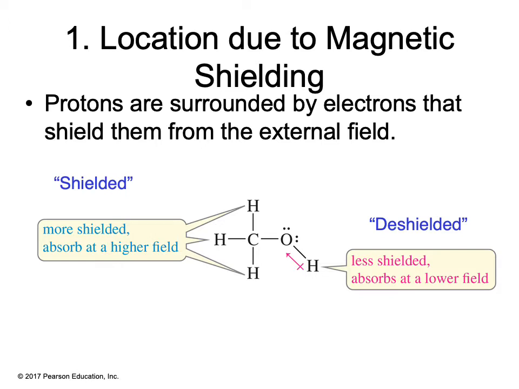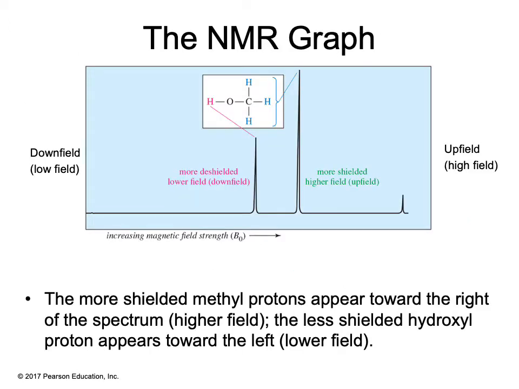And based on the shielding, our peaks are going to show up at different locations of the NMR spectra. So for example, here's what an NMR spectra looks like. It's going to be magnetic field on the bottom, and we'll talk about the x-axis in a minute.